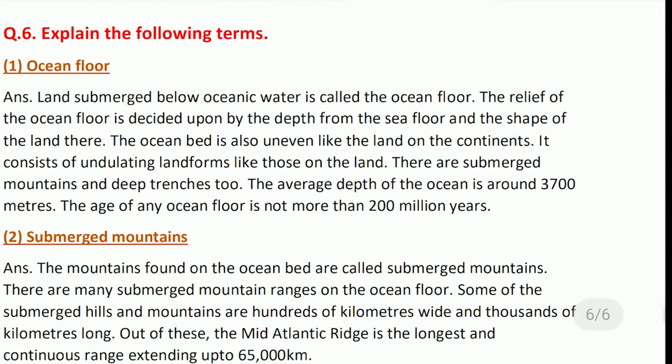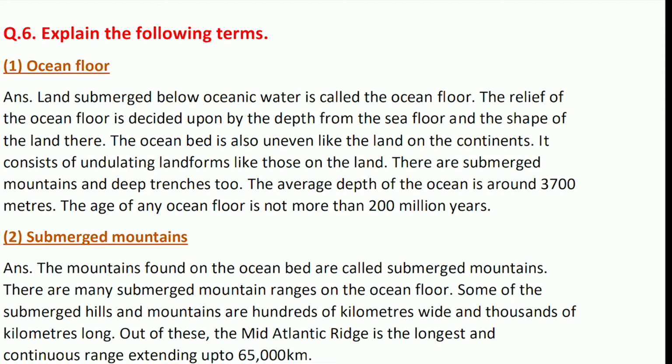Explain the following terms. Ocean floor. The land submerged below the oceanic water is called the ocean floor. Its relief is decided by the depth from the sea level and the shape of the land. The ocean bed is also uneven like the lands on the continents. It consists of uneven landforms.